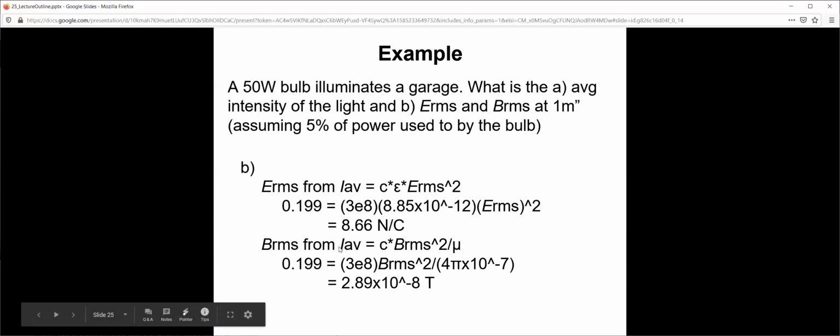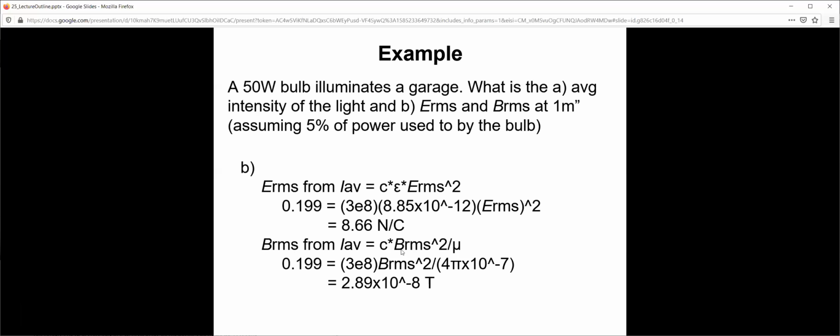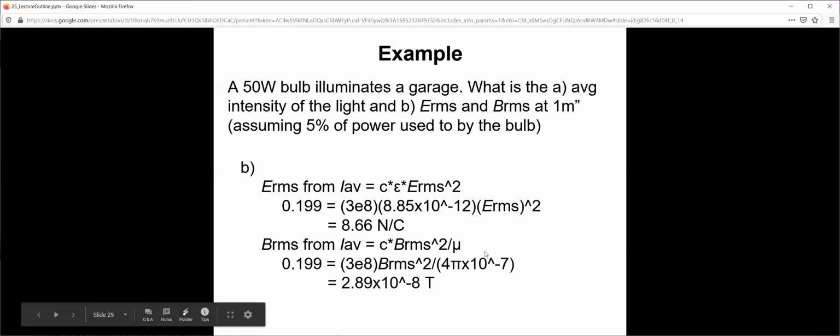The magnetic field RMS follows a similar yet different equation, where the speed of light times the magnetic field RMS squared, divided by mu. It's supposed to be, again, mu naught, technically. There's your 4 pi times 10 to the negative 7. Math you can do. Math I don't need to explain to you. Divide over, multiply, square root to give you this Tesla.